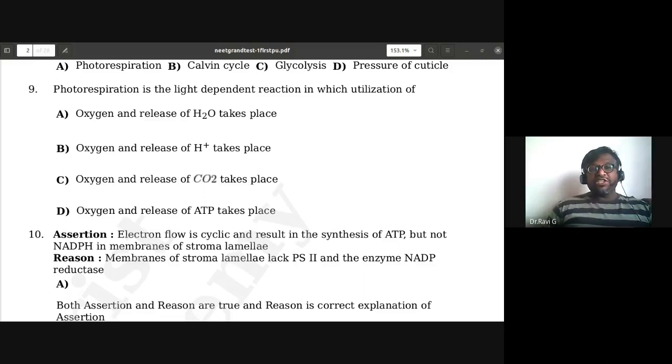When does photorespiration happen in plants? Whenever there is more oxygen in the atmosphere than carbon dioxide, they undergo photorespiration, because the Rubisco enzyme starts fixing oxygen instead of carbon dioxide. That is the reason they undergo photorespiration. It is found in C3 plants and is absent or less in C4 plants. So just remember that.